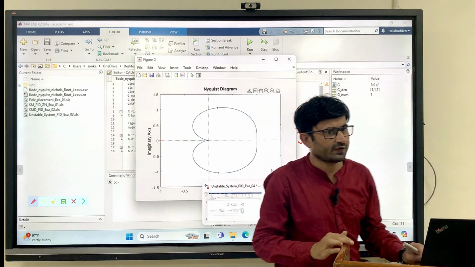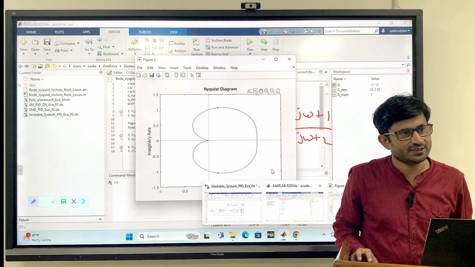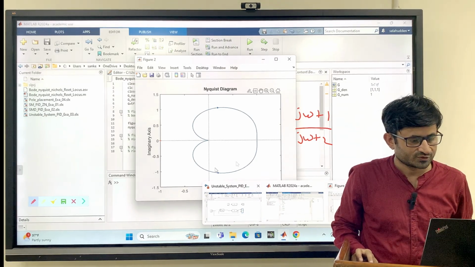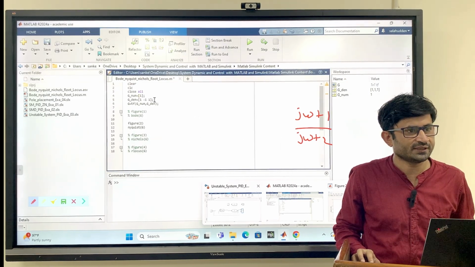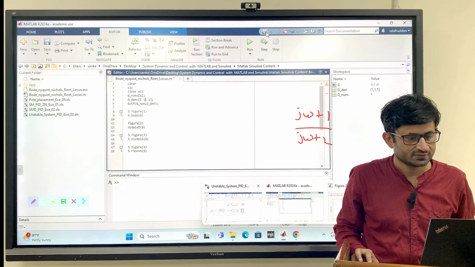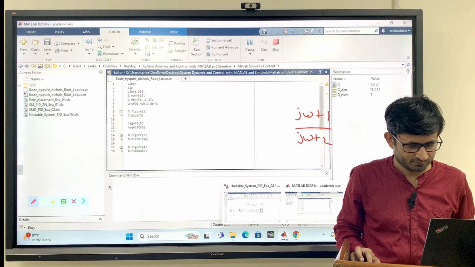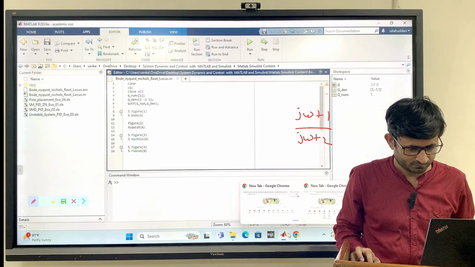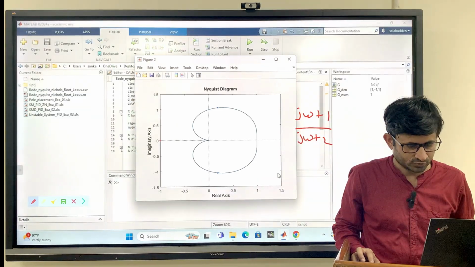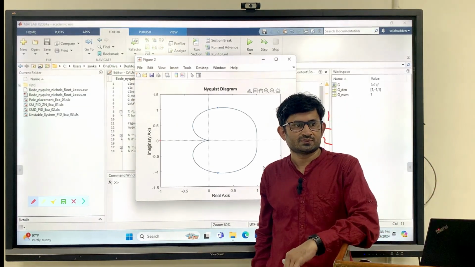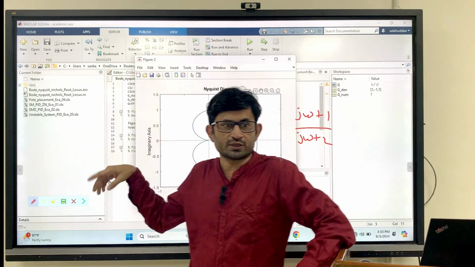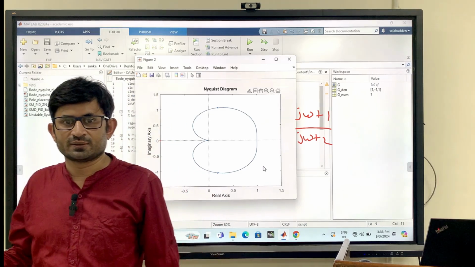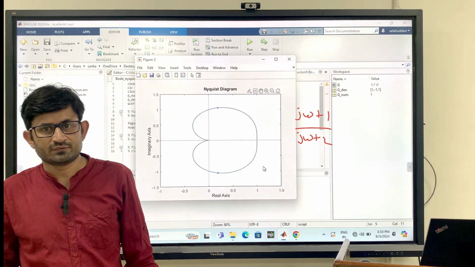So let's say I change the damping to -1. What am I doing? I am making the system unstable, right? So let's see. What is the direction of the encirclement now? Anti-clockwise, right? So you can see this is unstable because the damping is negative.